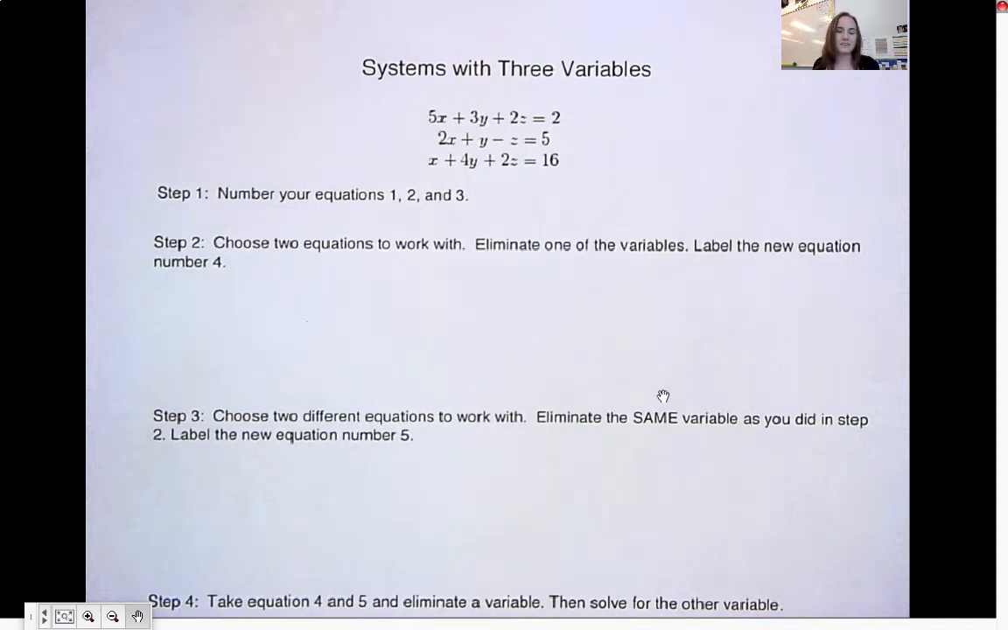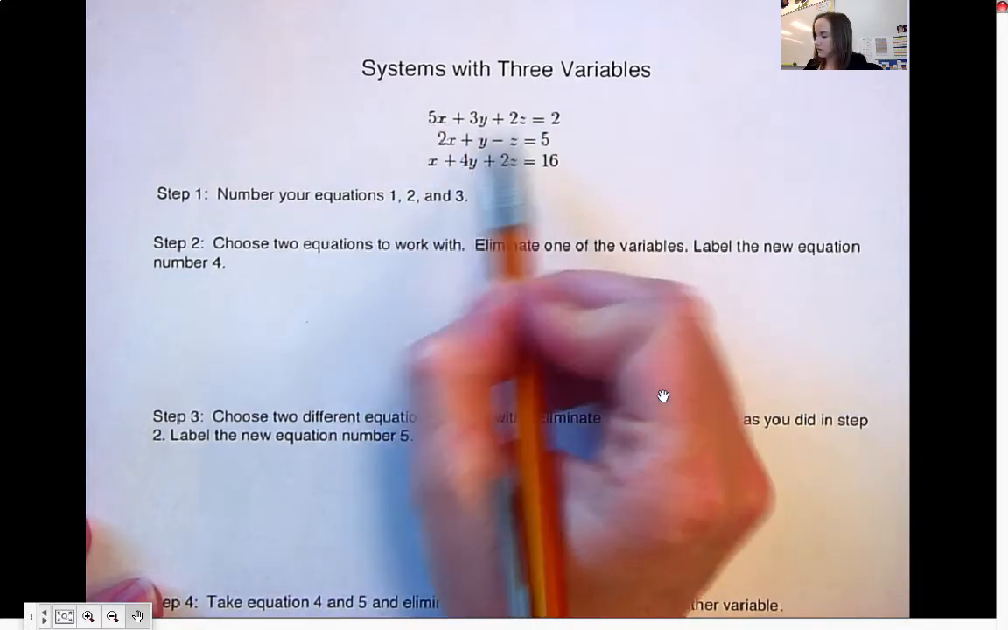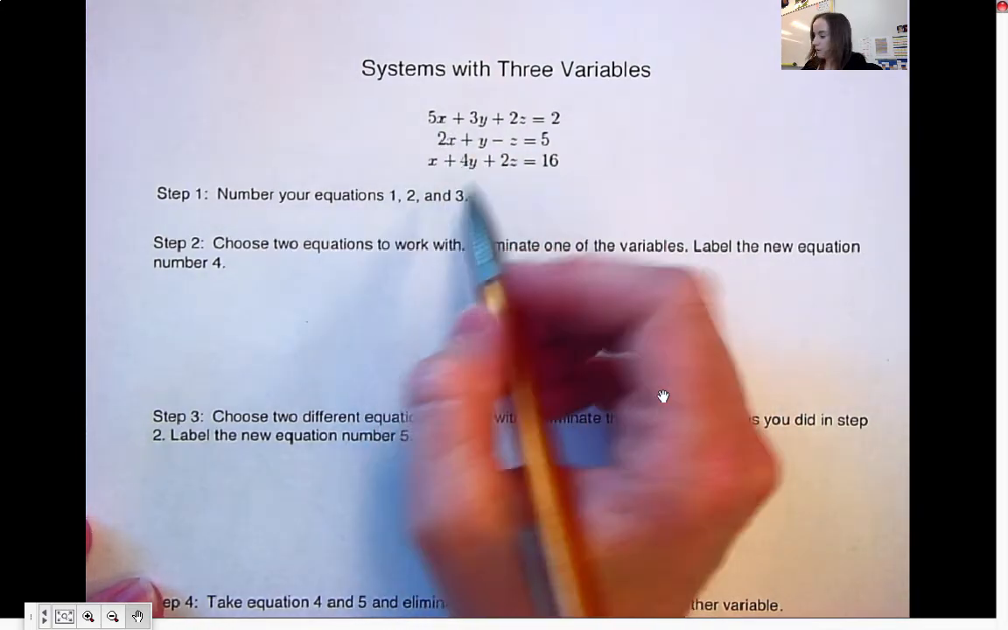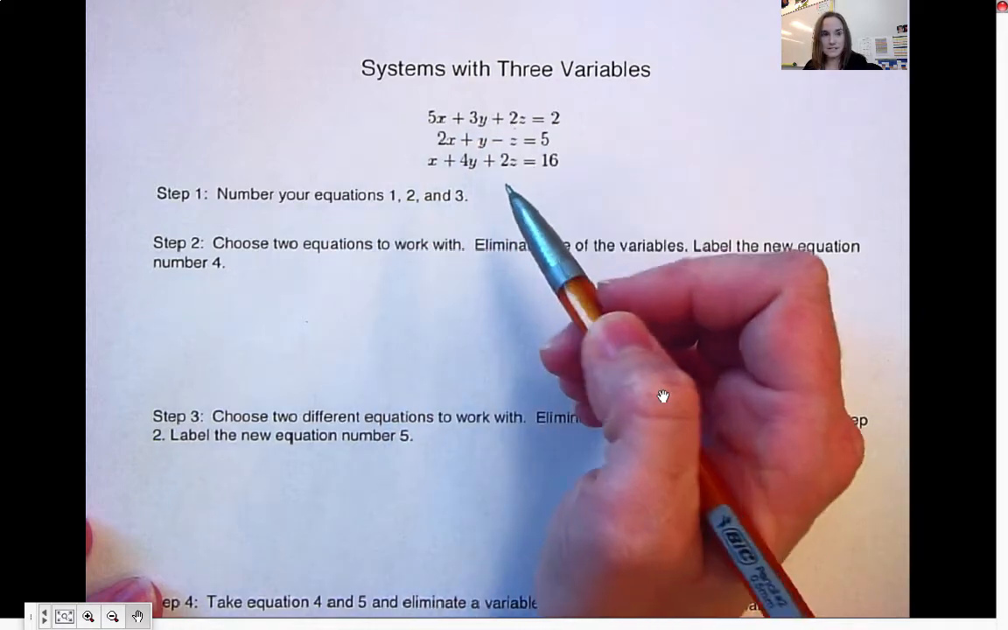Hi guys, this is lesson 3-4, solving systems that have three variables. So if you'll notice we have the system here. We have three equations now, and we have three variables, an x, a y, and a z.